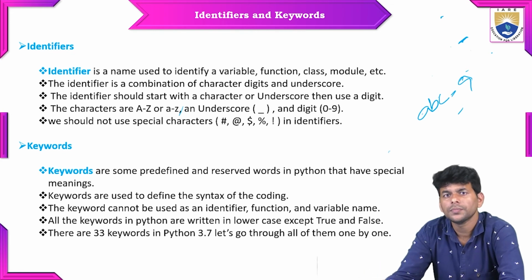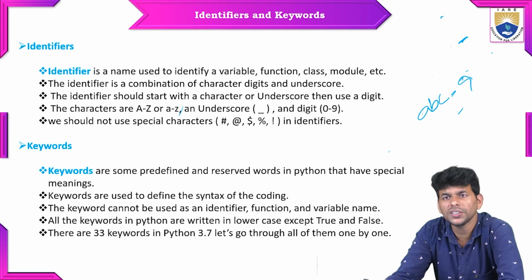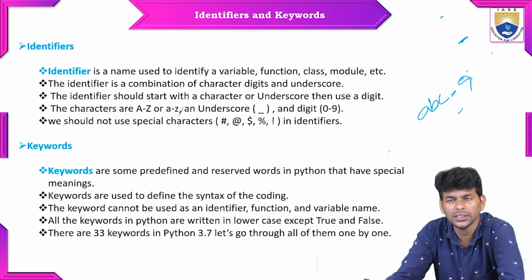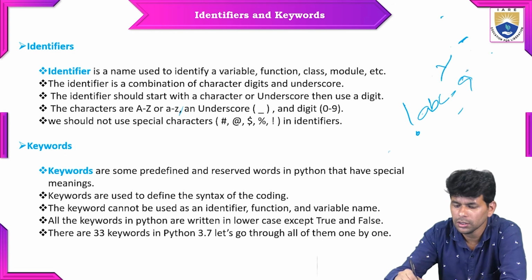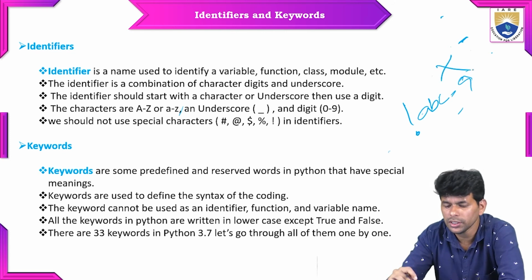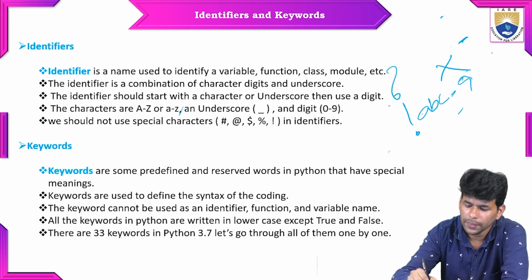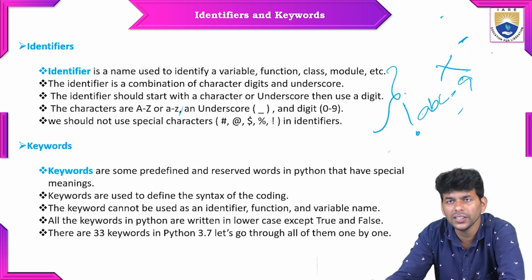Next one is, we should not use special characters like hash symbol, dollar symbol, percentage symbol, and not symbol. We cannot use them. That means I cannot use like this. This is a wrong one. This is a wrong one. We cannot use like this. So these are the different types of rules and guidelines for declaring an identifier. Is it clear?